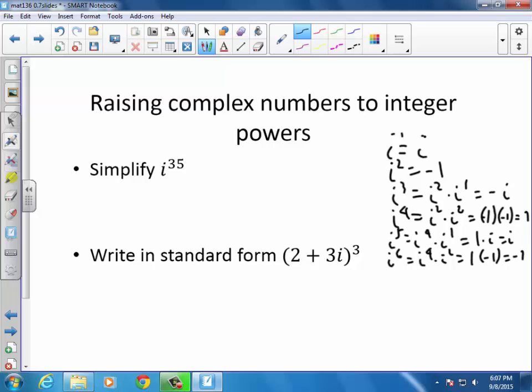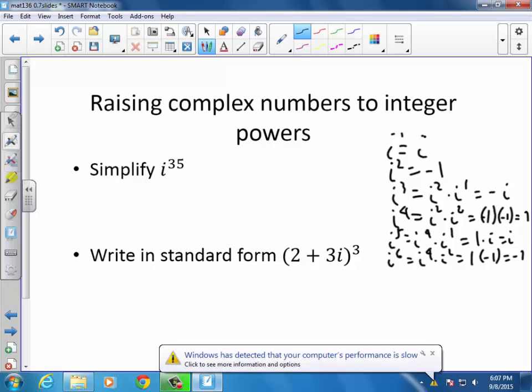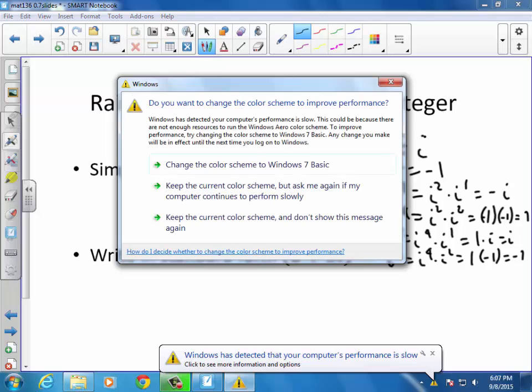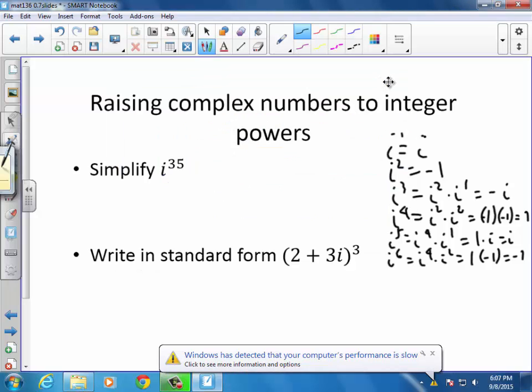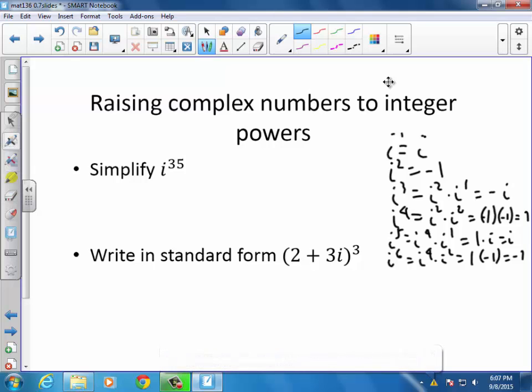And if you keep going, hopefully you'll see the pattern is it's going to start cycling over and over again. It's just going to repeat itself. It goes i, -1, negative i, 1. Then it goes back to i, -1, negative i, 1. So the trick here, since it cycles every 4, just take whatever the power is that you're raising i to and divide it by 4 and see what the remainder is.